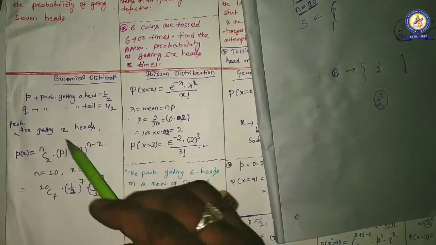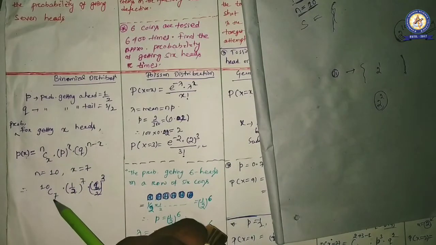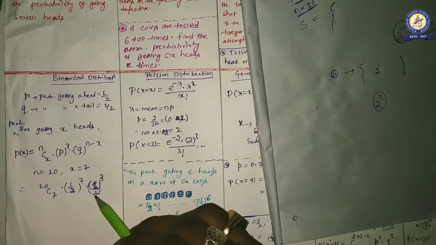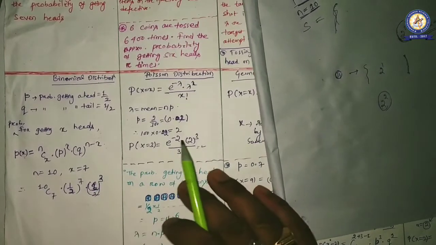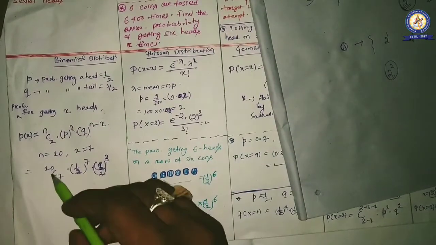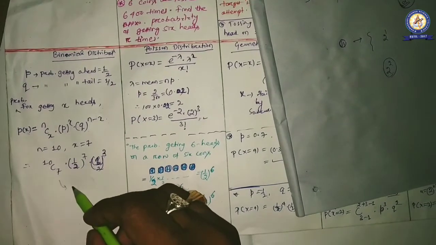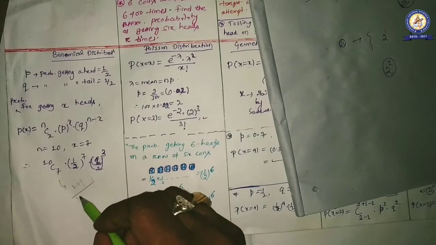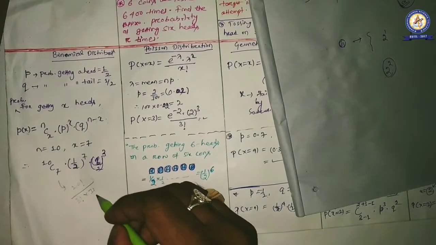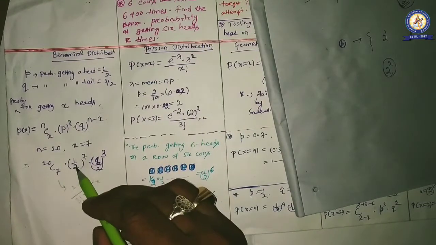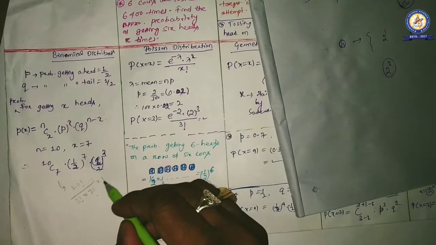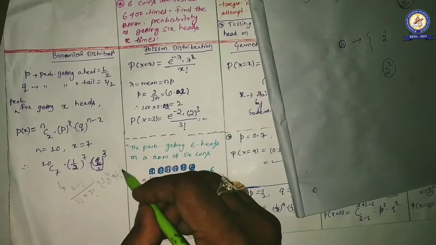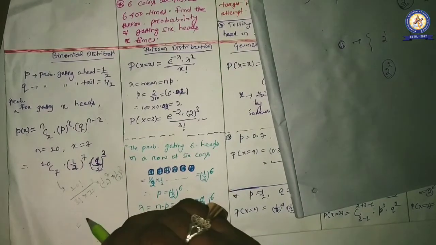So n is 10, 10C7 into 1 by 2 to the 7 and 1 by 2 to the 3. You just calculate it and get the answer. Here 10C7 is nothing but, we know, 10 factorial by (10 minus 7) factorial, 3 factorial, into 7 factorial. So multiplied with 1 by 2 to the power 7, into 1 by 2 to the power 3. You just solve it and get the answer.